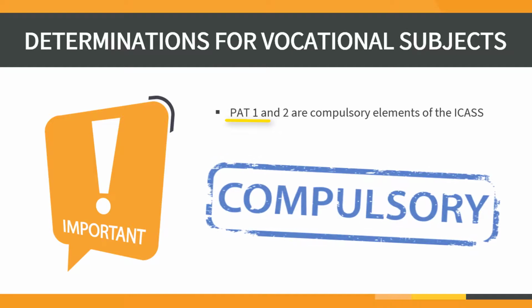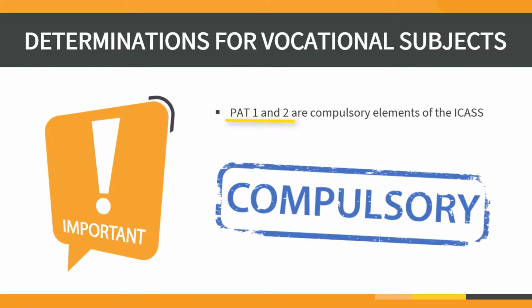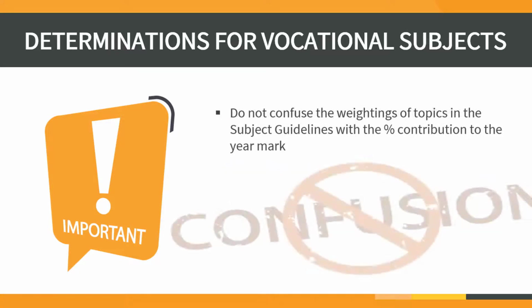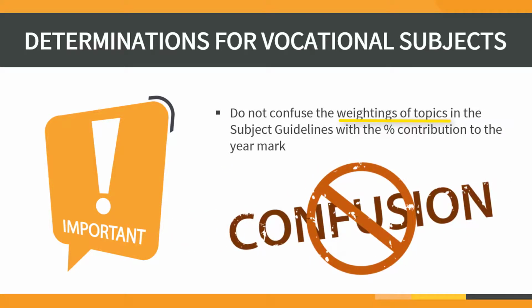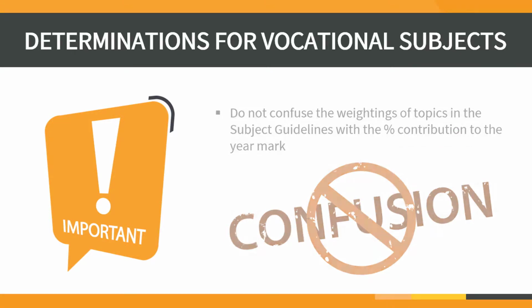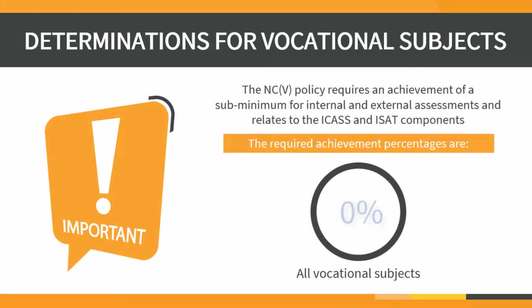It is important to note that PAT 1 and PAT 2 are compulsory elements of the ICASS. Do not confuse the weightings of topics in the subject guidelines with the percentage contribution to the year mark. You should also take note of the fact that the NCV policy requires an achievement of a sub-minimum for both internal and external assessments, and this relates to both the ICASS and ISAT components. The required achievement percentage for all vocational subjects is 50%.